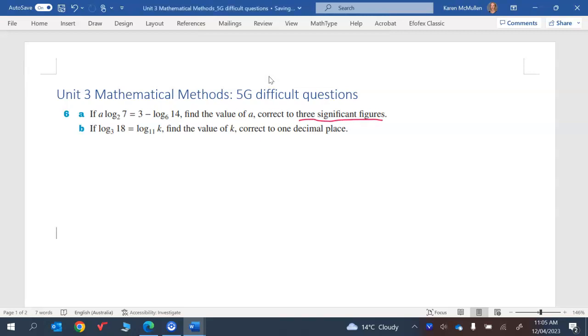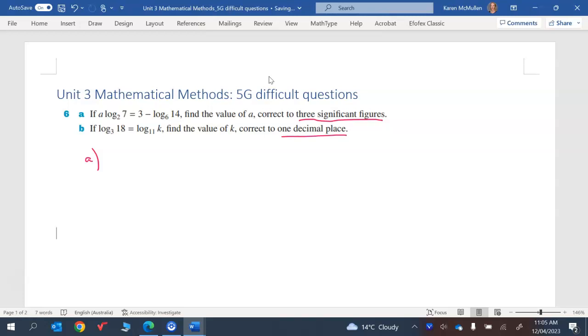All right, 3 significant figures and 1 decimal place. I just think, well, you can't do that with logs unless you're using a calculator. So I would do a straightforward solve with these, to be honest. They're not hard to solve. On your calculator, you just go into solve, type them in, and Bob's your uncle. So you know how to do that. I'm just going to show you the difference though between significant figures and decimal places.